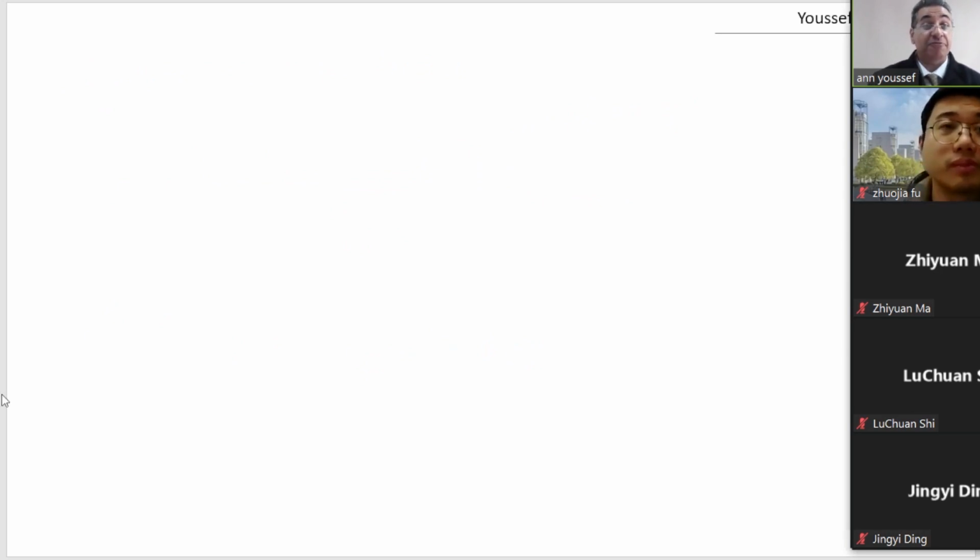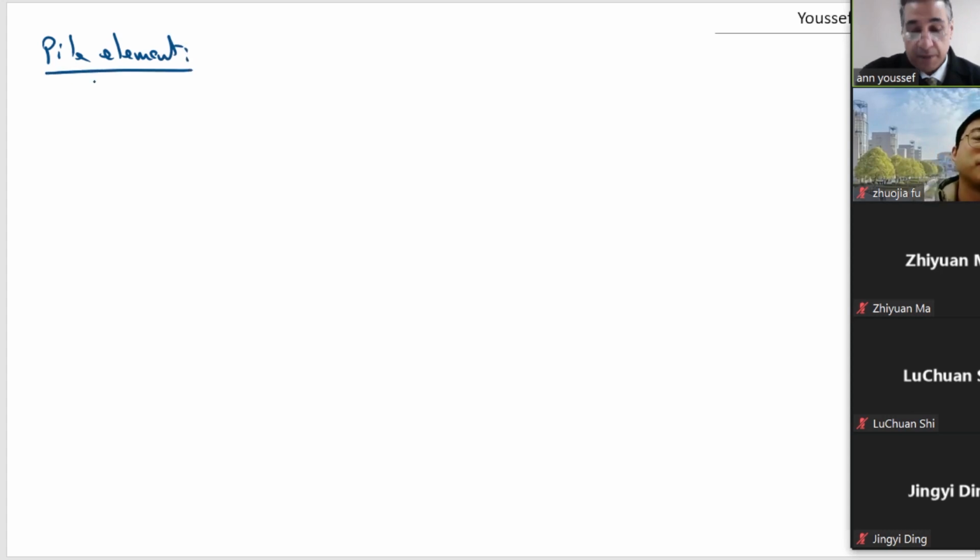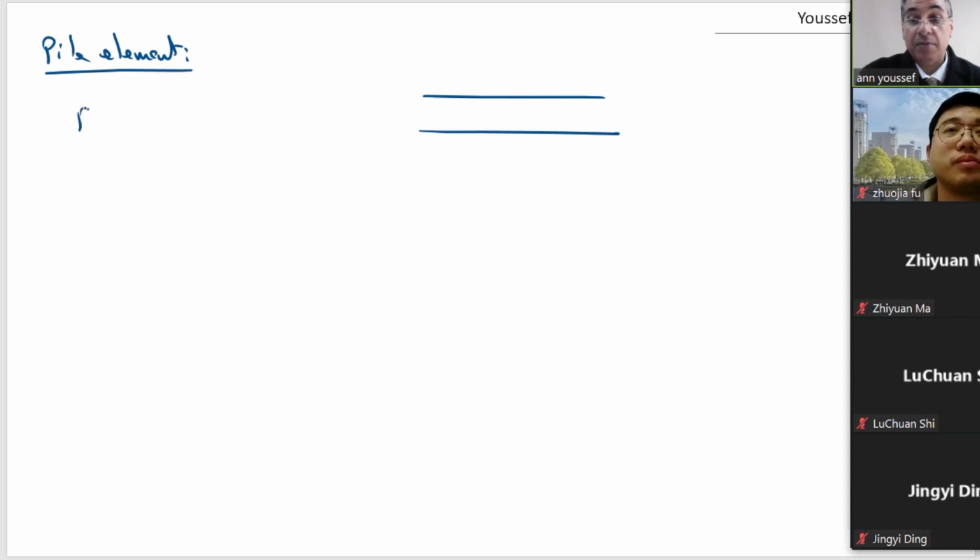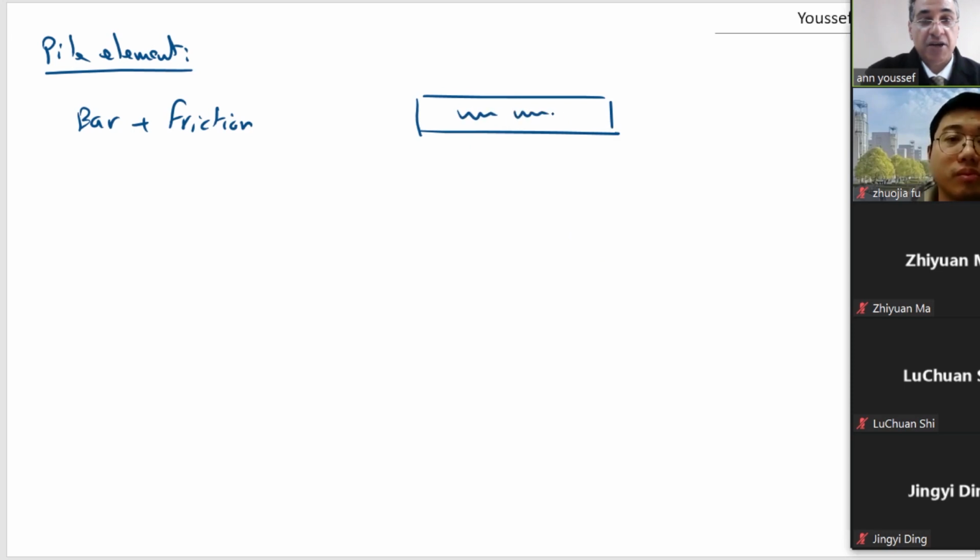is if I have a pile element. This is what we call a pile element. In a pile element, it is like a bar, it is bar plus friction. It is like piles inside ground. For example, this is your bar, and the friction here is distributed all over the shaft of the pile.